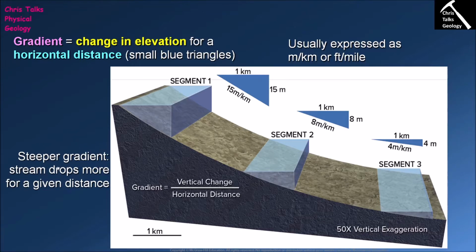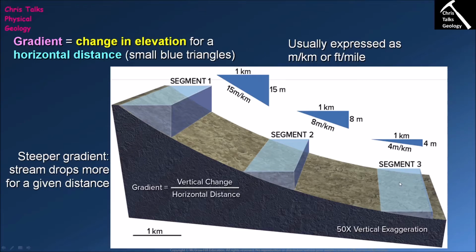Typically the steeper the gradient, it will cause the stream to drop more for a given distance. As I said, this will typically impart more energy into the water because it's dropping under gravity faster. Typically by the time we're down here in segment 3, the energy of the river will be lower because the water will be dropping more slowly.